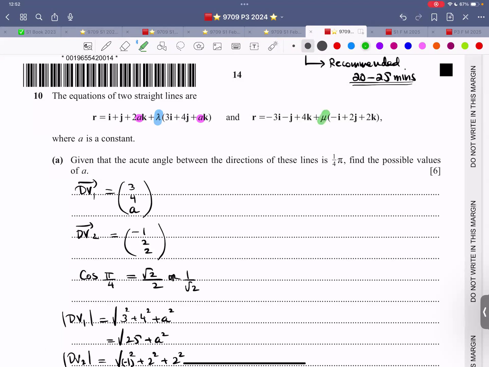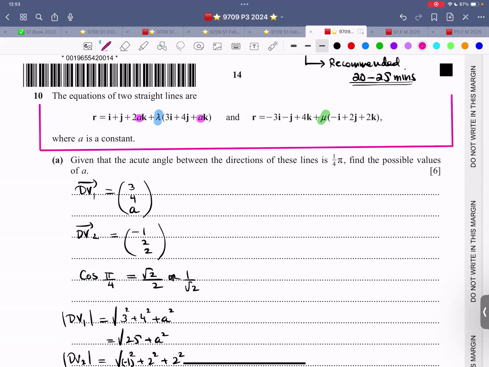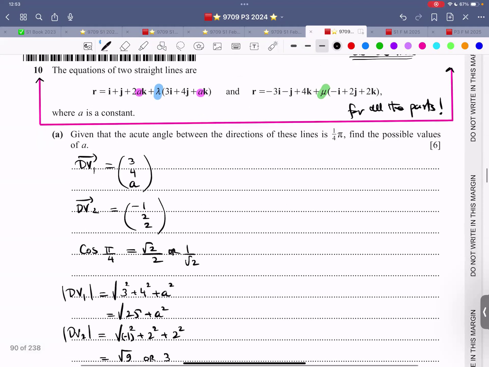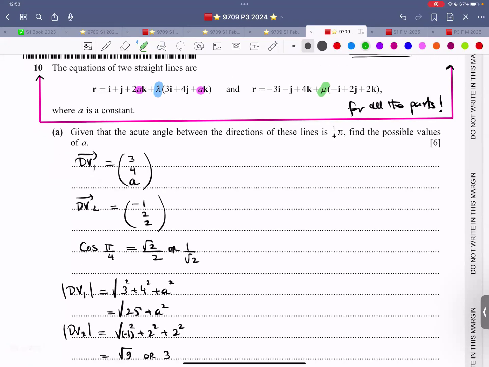Now, where a is a constant, now keep in mind that this paragraph over here, for which I'm drawing a line like this, is applicable for everything. So this is applicable for the whole question. This is for all the parts. The same thing. Now, first of all, it's asking us what needs to be done? Calculate the acute angle. Given that the acute angle between the directions of these lines is pi by 4, find the possible values of a.